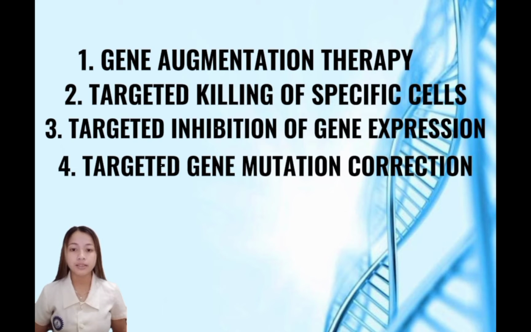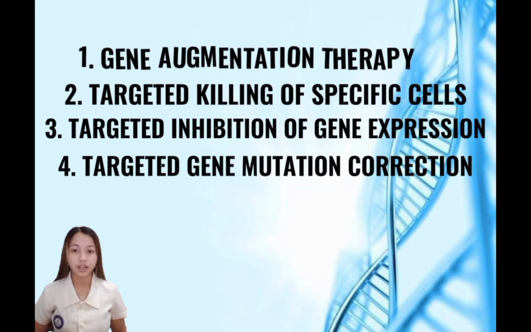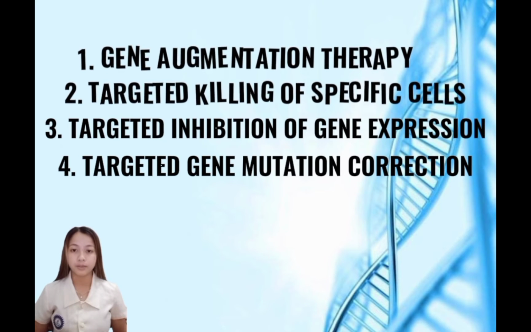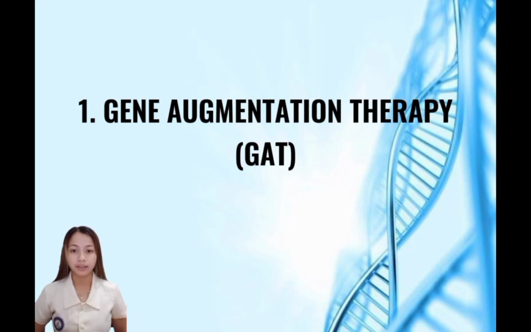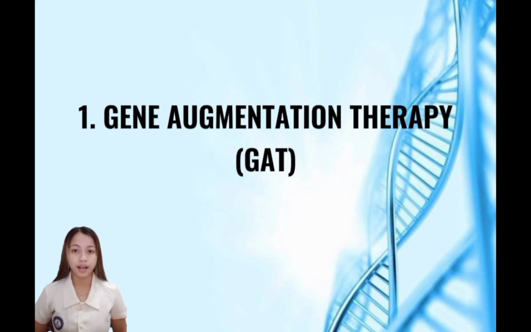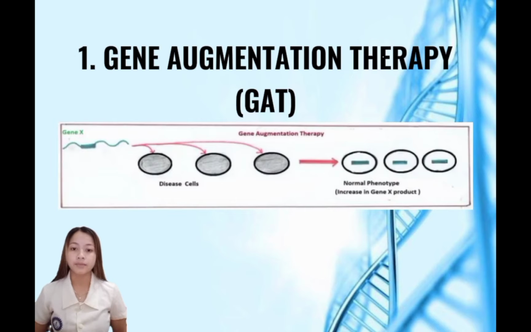I will only discuss the first two, which are the gene augmentation therapy and the targeted killing of specific cells. The first one is the gene augmentation therapy, or GAT. In GAT, simple addition of functional alleles is used to treat inherited disorders caused by genetic deficiency of a gene product. For example, GAT has been applied to autosomal recessive disorders. Dominantly inherited disorders are much less amenable to GAT, and here is an example of GAT. A gene therapy vector has been designed to treat the diseased cells with a gene X.